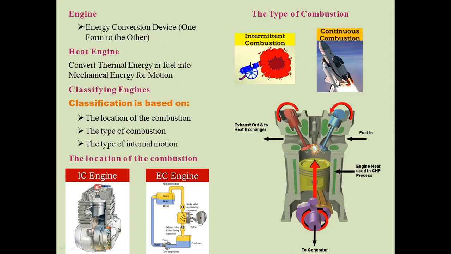The types of combustion are three. One is intermittent combustion. An example of intermittent combustion is a tanker, where we use an explosive and the explosive is burst. That is intermittent combustion. But in continuous combustion, we use the rocket engine. In the rocket engine, the combustion happens continuously. That is continuous combustion.